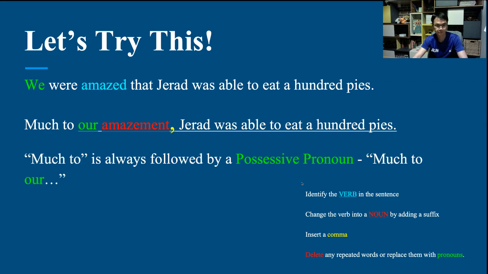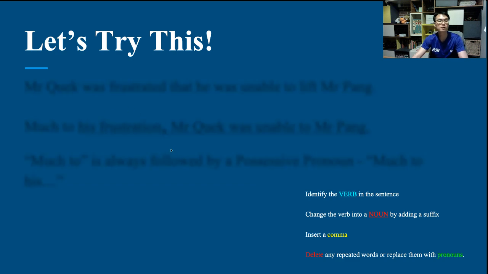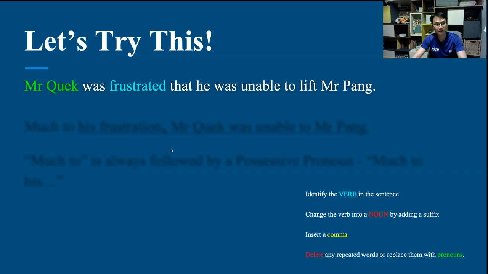So much to is always followed by a possessive pronoun. Much to our, much to his, much to her, much to their. This is the pattern, much to, followed by a possessive pronoun, the pronoun that tells you it belongs to something else. In this case, our refers to the amazement belonging to us. It's our amazement. Let's look at the next one.